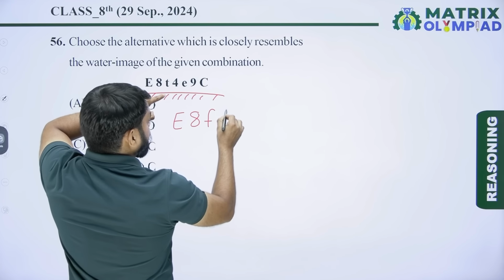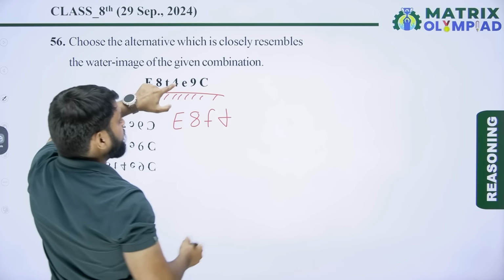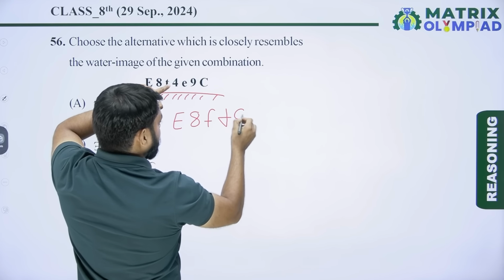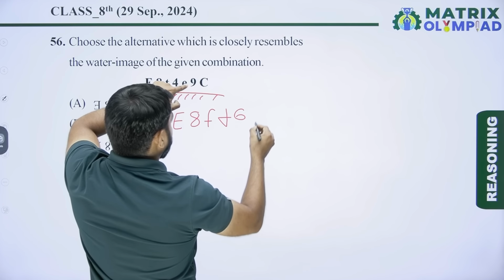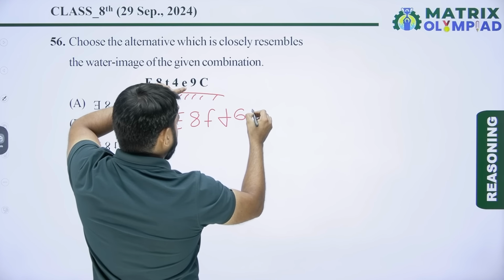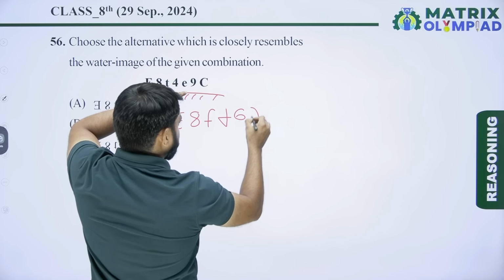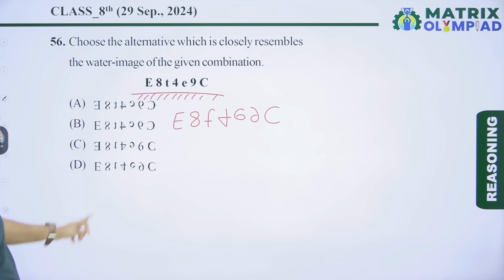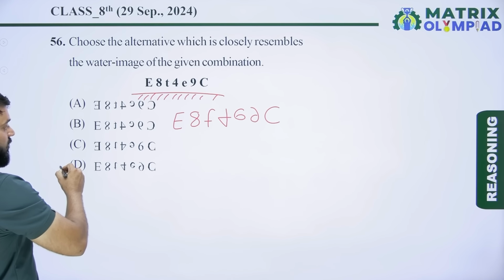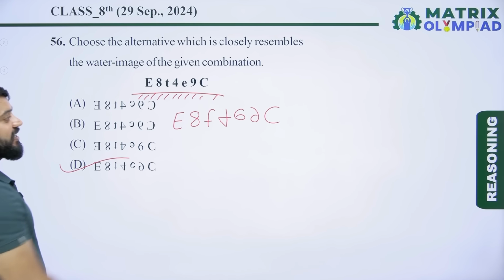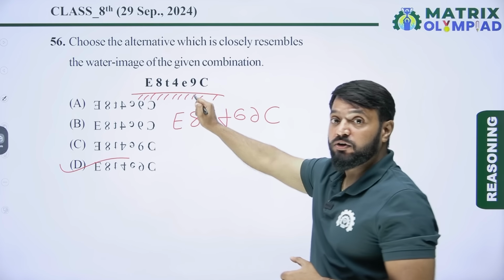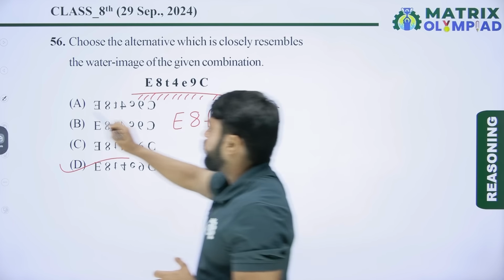Now the water image of 4. This is the water image of 4. Now the water image of E. So this is the water image of E. Now the water image of 9. So this is the water image of 9. Now the water image of C. This is the water image of C. So here option D is the correct answer of this question, because option D is the correct water image of the given combination. So now let's move on to the next question.